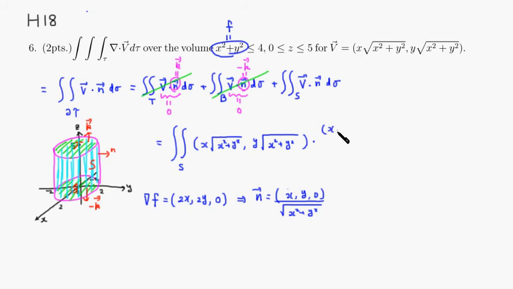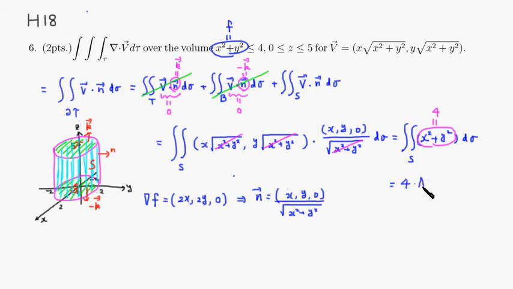So we put that in here. The factor of the square root of x squared plus y squared cancels with the one in the denominator, and you get a double integral over S of x times x, so x squared, plus y times y, so y squared, d sigma. But S is the lateral surface, so the equation is x squared plus y squared equals 4. So luckily this is always equal to 4, so this is going to be 4 times the area of the surface S.